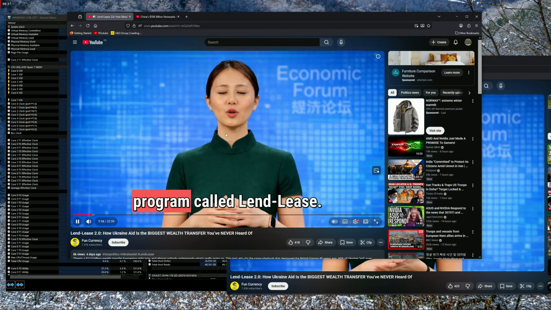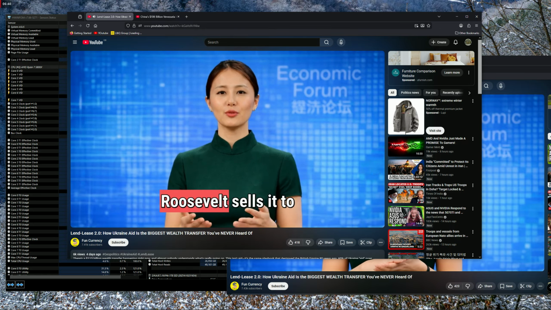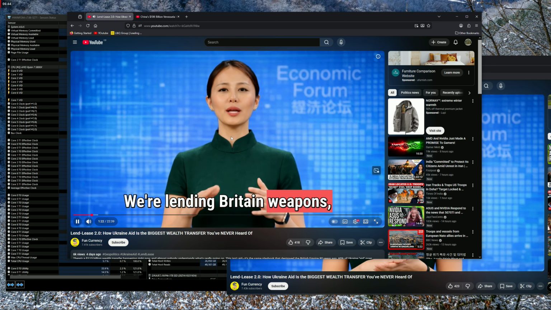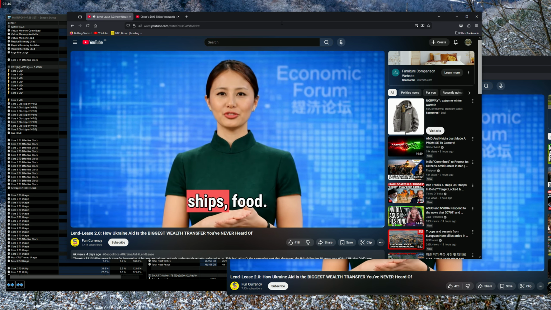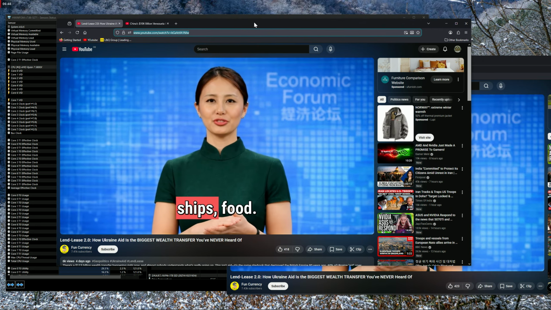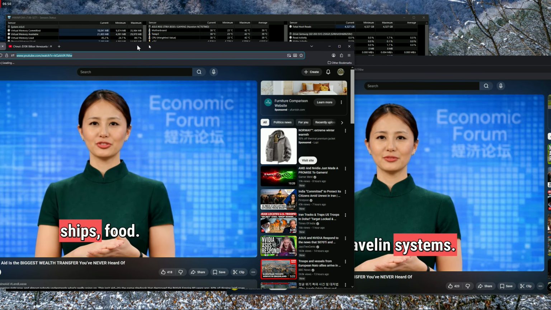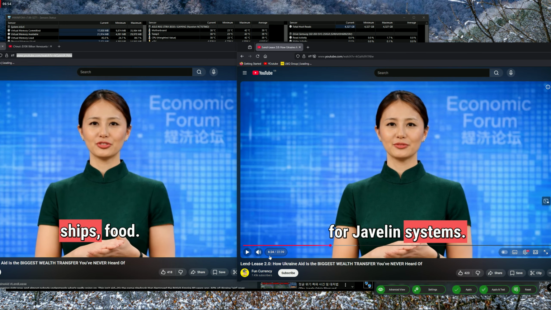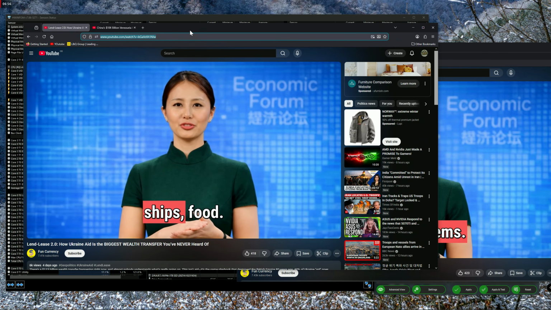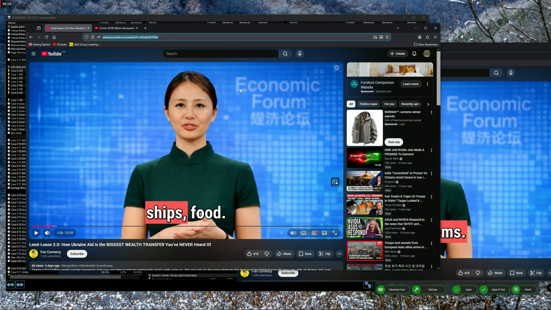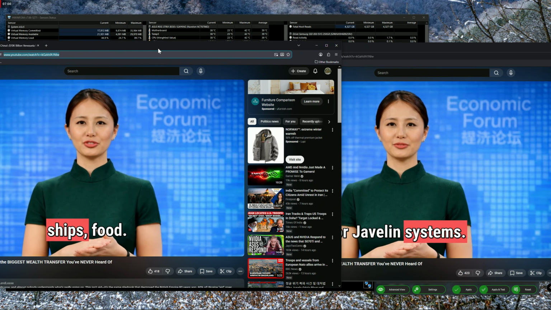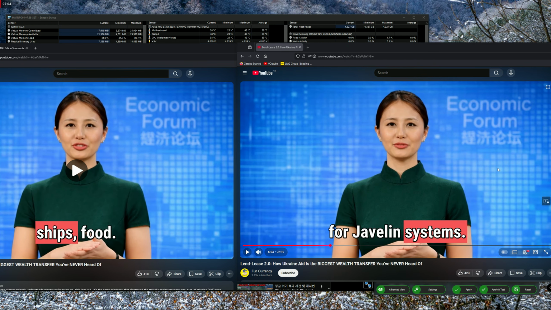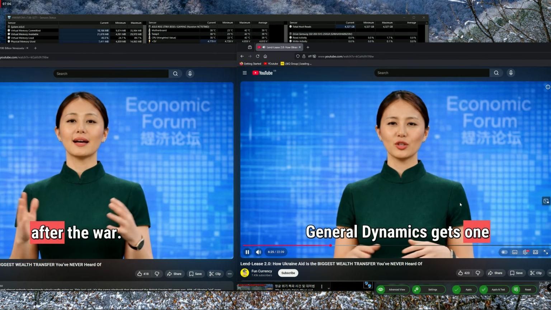America steps in with a program called Lend-Lease. Roosevelt sells it to the American public as charity. We're lending Britain weapons, ships, food. General Dynamics gets 1.5 billion.